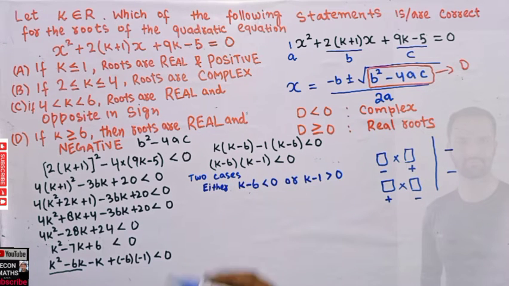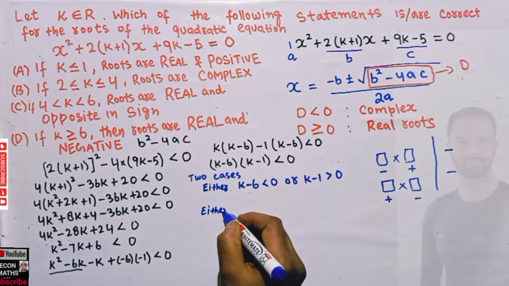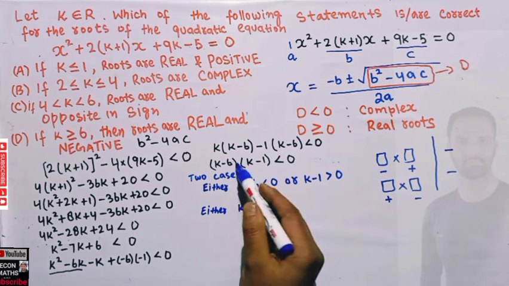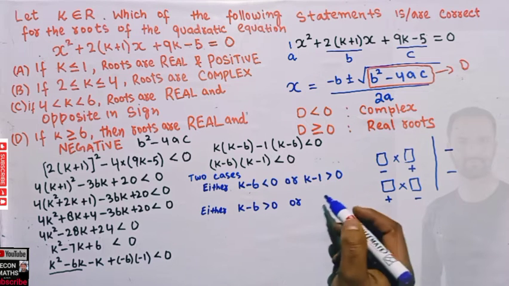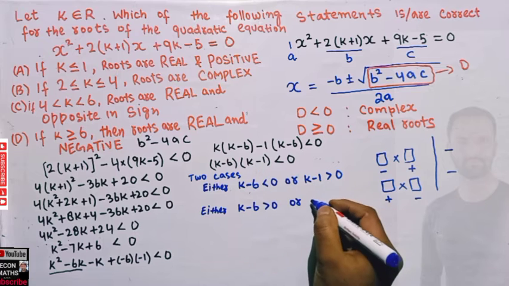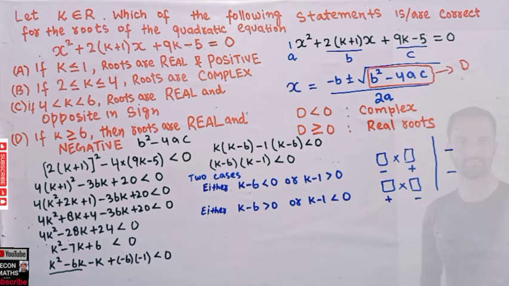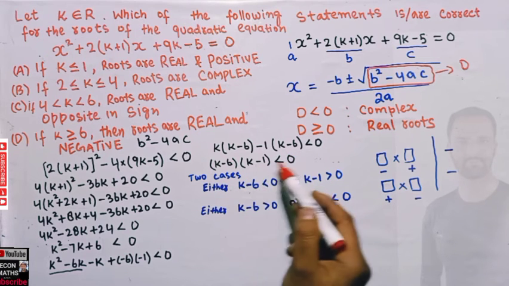Okay, and another case can be either k minus 6, either the first term is greater than 0, or the second term, this term k minus 1, is less than 0. Okay, now let's try to see which of these satisfy our constraint, that is this whole thing should be less than 0.